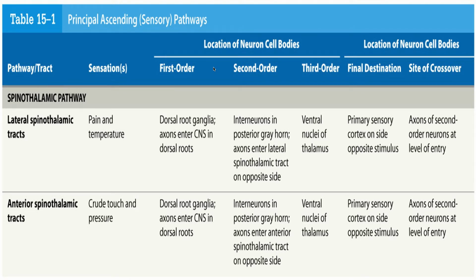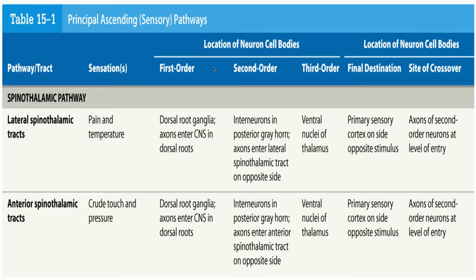So the spinothalamic pathway. The spinothalamic pathway carries sensations of poorly localized touch, pressure, pain, and temperature. And this pathway includes small tracts that deliver sensations to the reflex centers of the brainstem, as well as larger tracts that carry sensations destined for the cerebral cortex. And we'll ignore the smaller tracts in our discussion here.